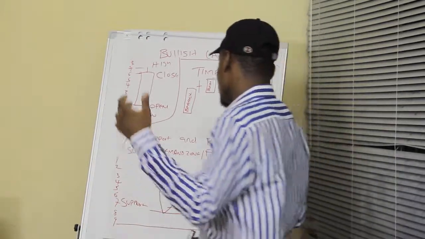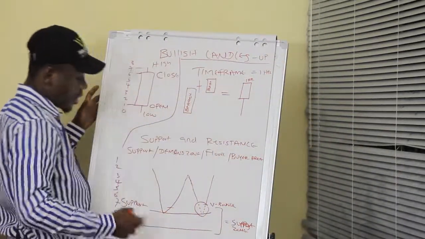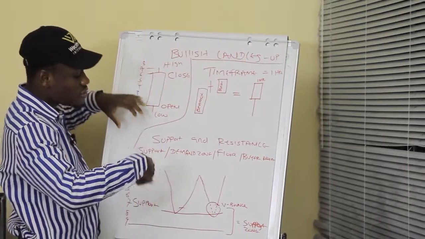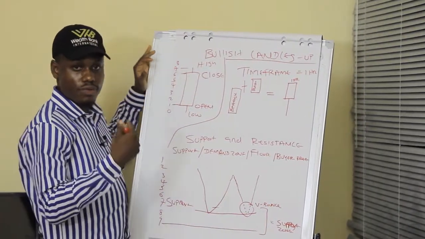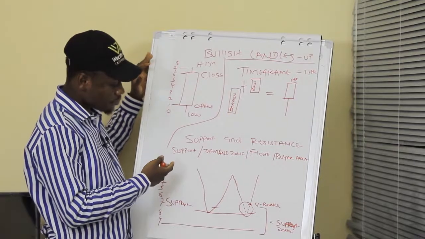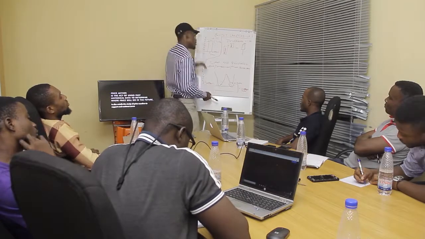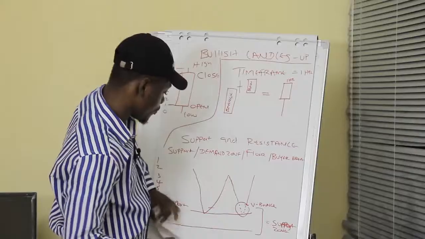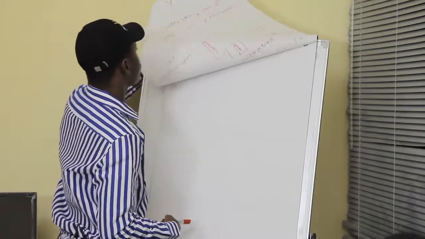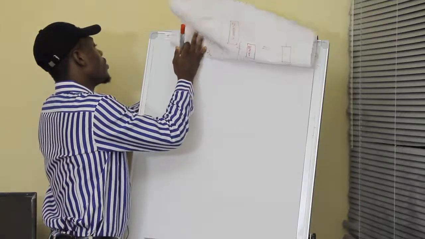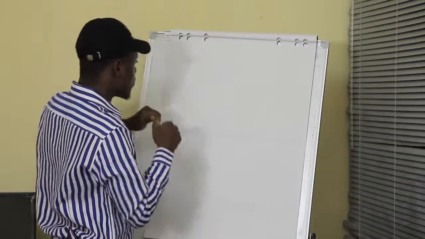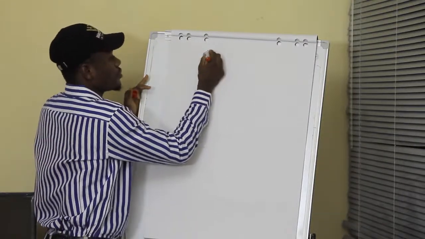So let's talk about resistance. We have talked a lot about support, right? Resistance is just the opposite of support. Remember, the support is acting as a floor. Resistance will be acting as a roof. Let's talk about resistance.